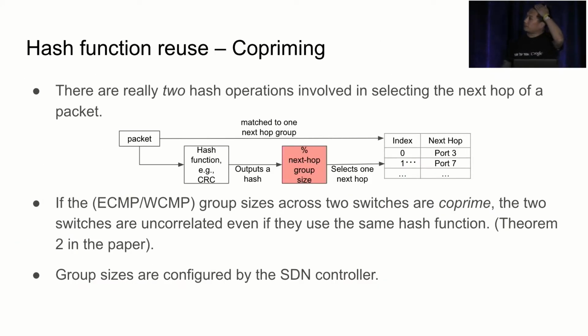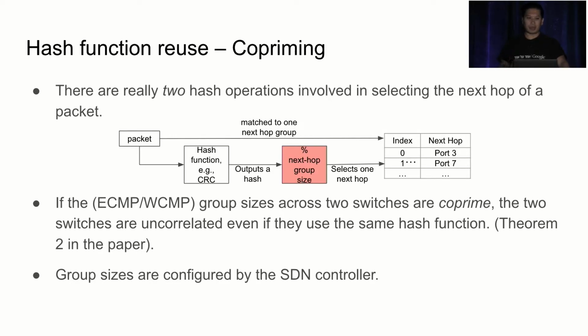Here's another technique. What I didn't mention earlier was that there are really two hash operations involved in selecting the next hop of a packet. After a packet is matched to a next hop group, the switch does two things. One is it first applies a hash function, for example, CRC32, which outputs a 32-bit integer. And then the switch takes that 32-bit integer modulo the size of the next hop group. And whatever the remainder is, that's the index for the port that you select.